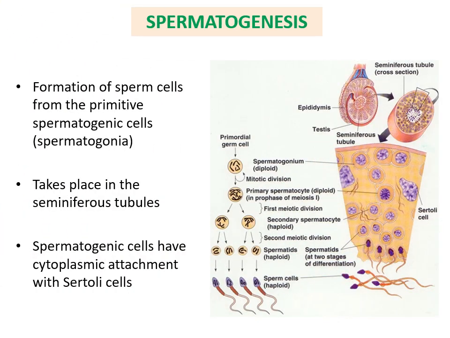Now we come to spermatogenesis, which is a process of formation of sperm cells from the primitive spermatogenic cells, the spermatogonia. Spermatogenesis takes place in the seminiferous tubules of the testes. The spermatogenic cells have cytoplasmic attachment with the Sertoli cells, and Sertoli cells supply the necessary materials for the spermatogenesis through this cytoplasmic attachment.